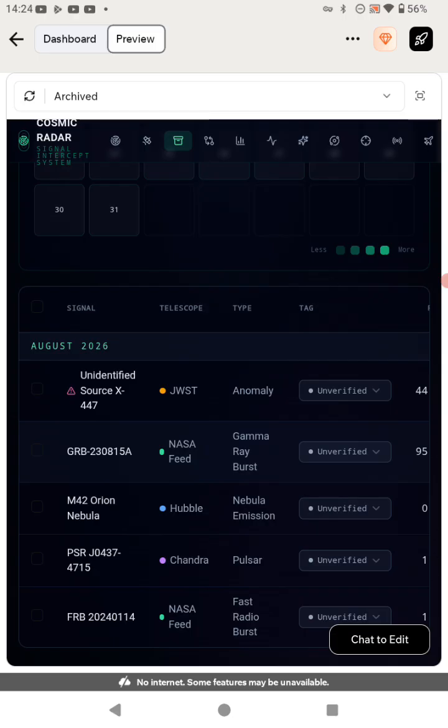So what this app is actually going to be doing is also searching for radio signals across the galaxies. And you don't know what you're going to pick up, but if you pick up any radio signals, you will actually see it on here. But I've still got a lot of changes to do on that one.